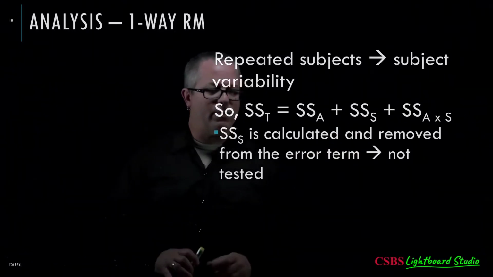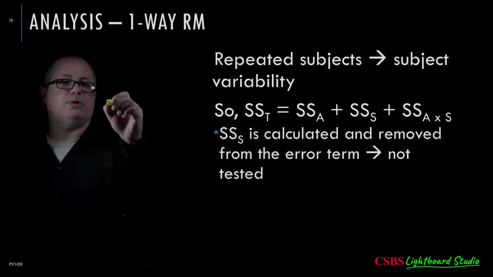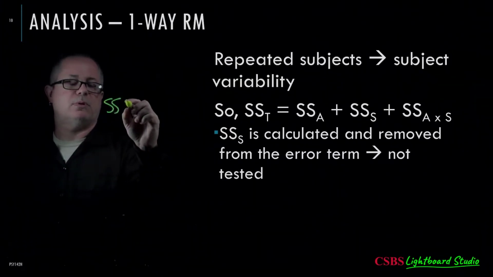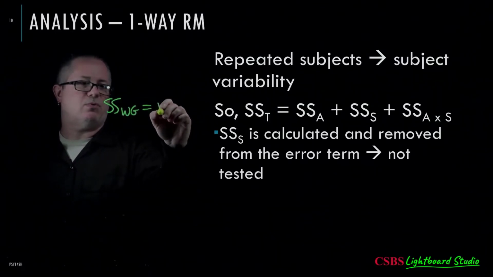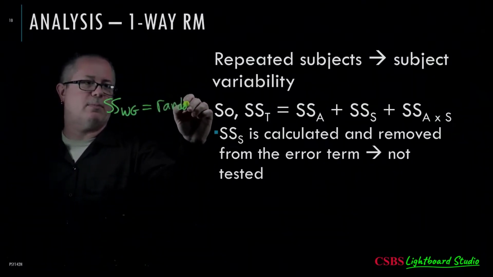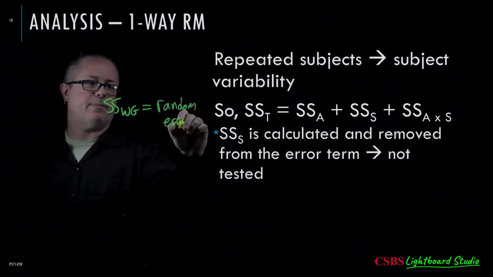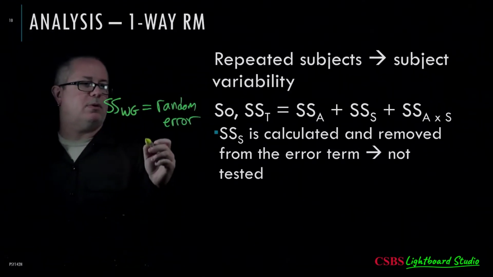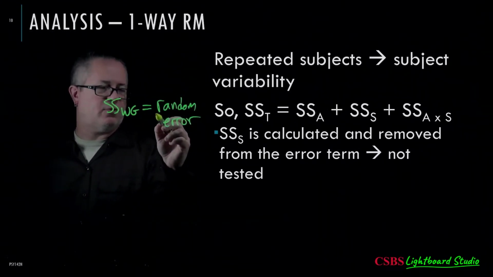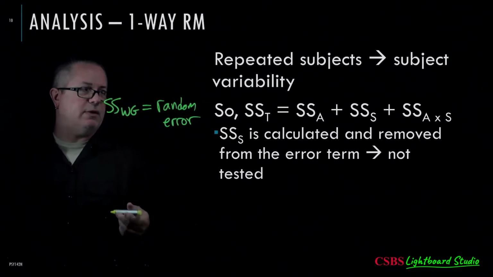The reason why this works is, when we do it between groups, we assume that the sum of squares between groups and sum of squares within groups, that this is random error, right? So the problem with that is, if we're assuming random error, it needs to be random.